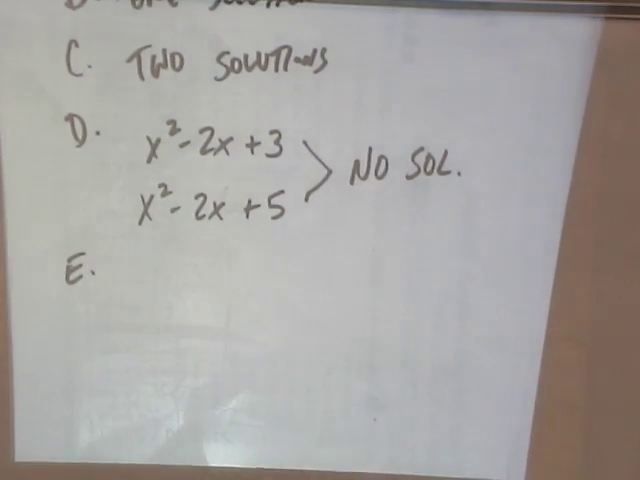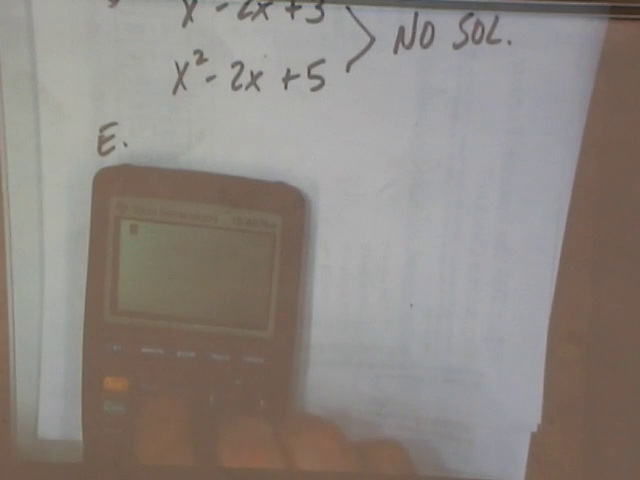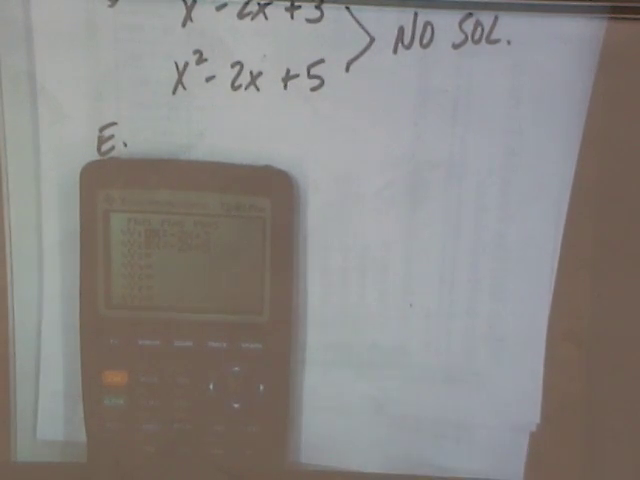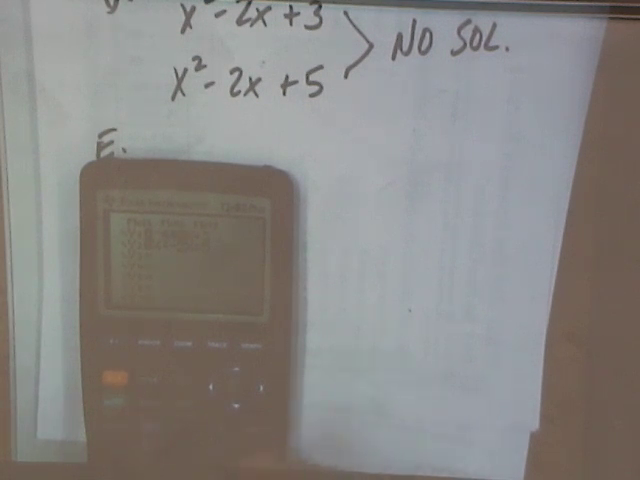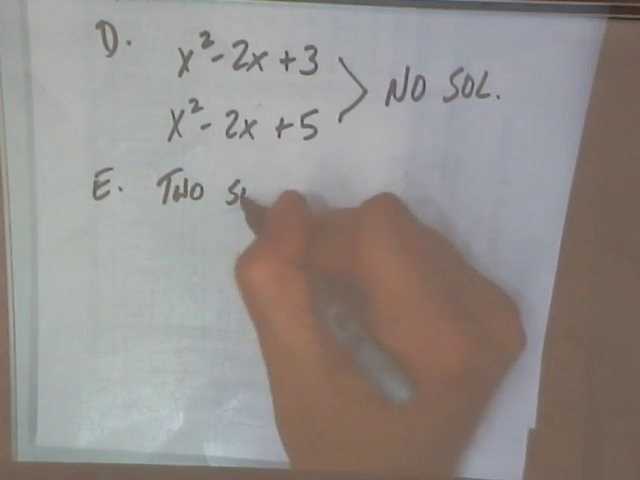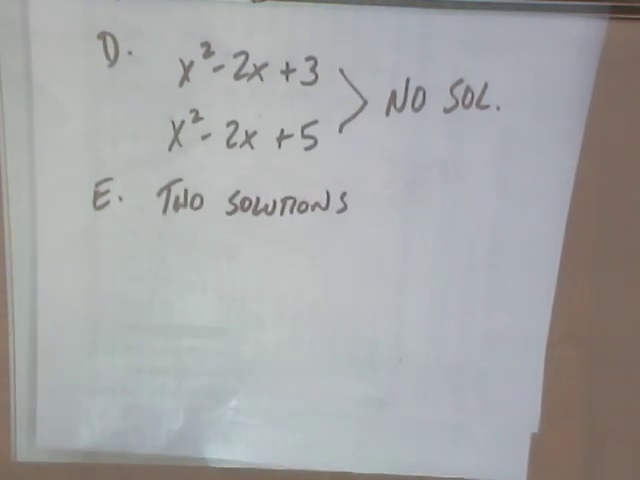E. Alright, I count 2 solutions. Alright, 45.